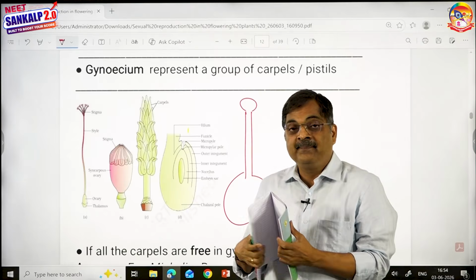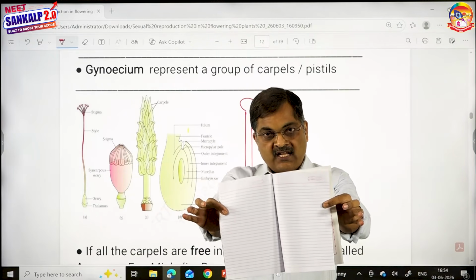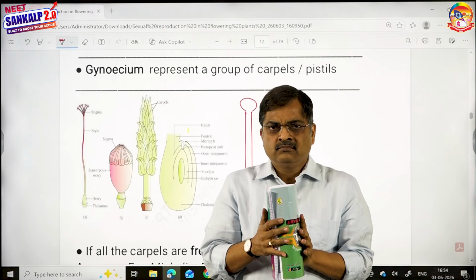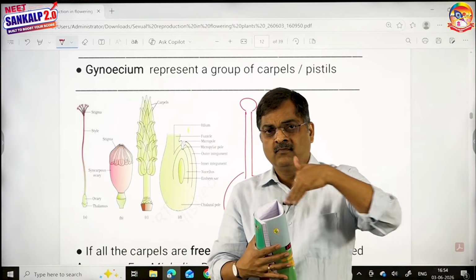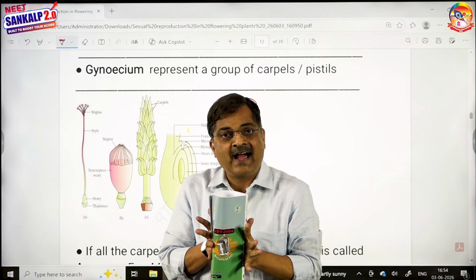Then what about the megasporophyll? Again, I take a leaf. Look here, this is a leaf. Now I'm folding like this. That's it. Okay, no tearing the book. Only one. This is the ovary. On the top, style. On the top, stigma. So ovary, style and stigma.